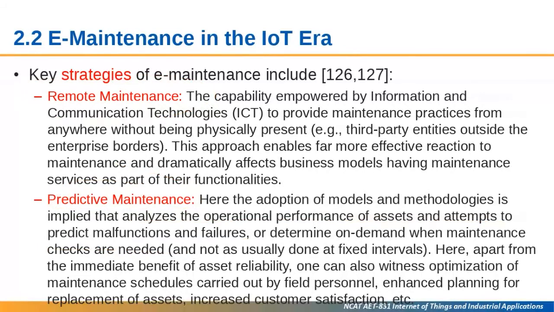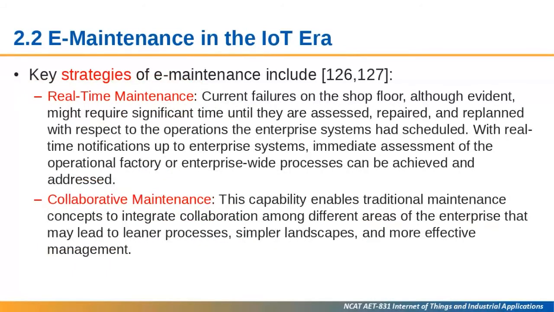Another strategy of doing maintenance is real-time maintenance. Current failures on the shop floor, although evident, may require significant time until they are assessed, repaired, and replanned. So with real-time maintenance, the immediate assessment of the operation, factory, and enterprise process can be achieved and addressed.